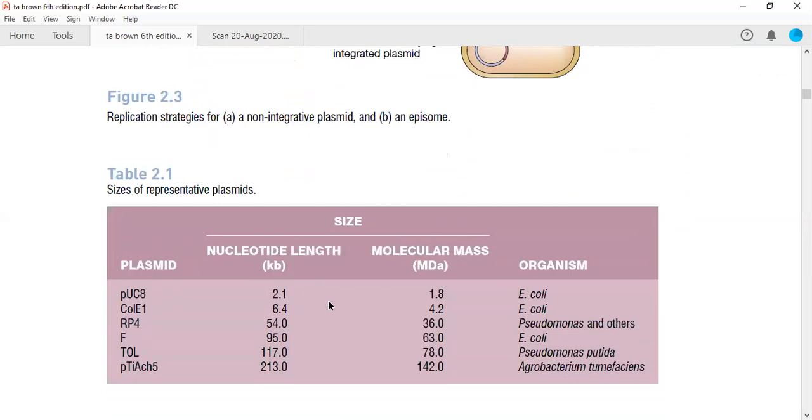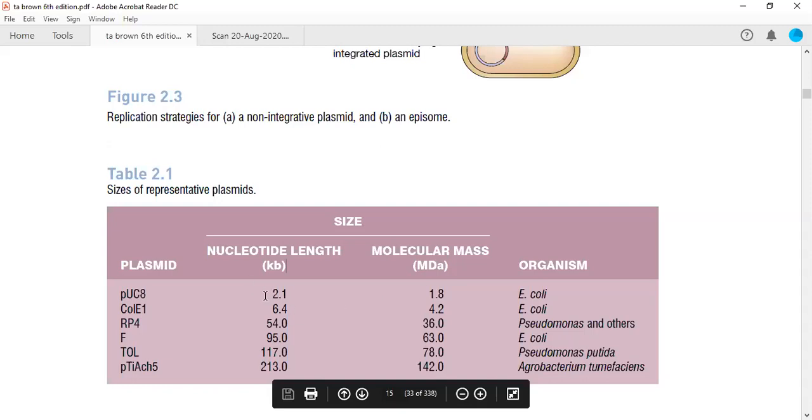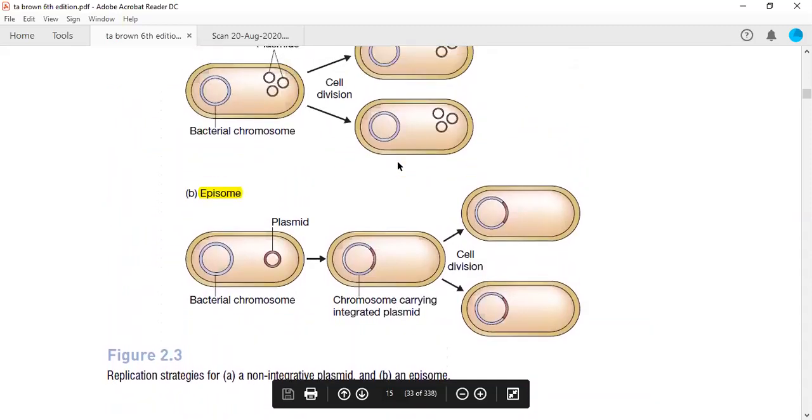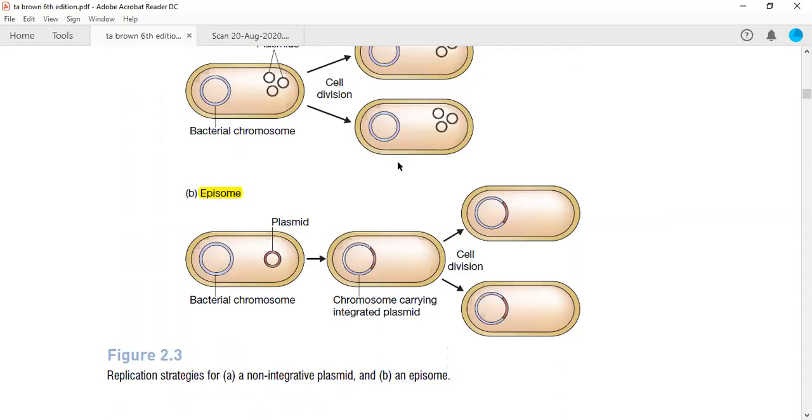So if you multiply this base pair number with 650 Dalton, because this is the mass of a single base pair, ultimately you will get the molecular mass of that particular plasmid. Generally, smaller ones less than 10 kb will be the best choices that can be used as a cloning vector.